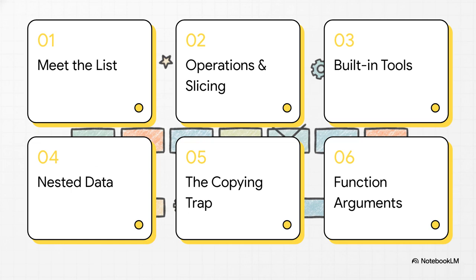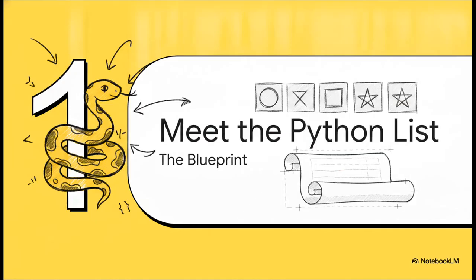We are going to treat the Python list just like a Swiss Army knife today. We'll start with the basic blueprint and then move all the way through operations, slicing, and those tricky advanced techniques like nested data and function arguments. Let's get to it. First up, let's meet the Python list and check out the blueprint.